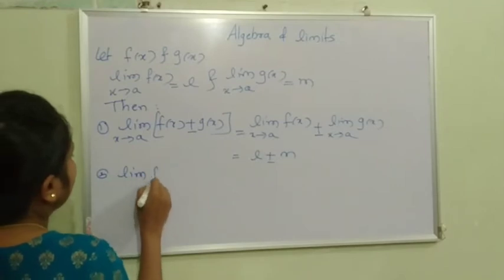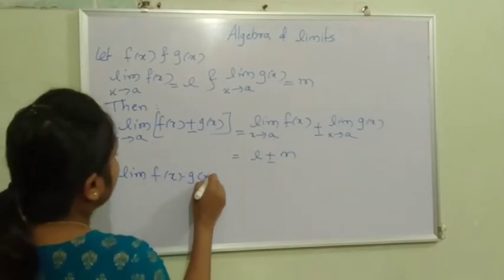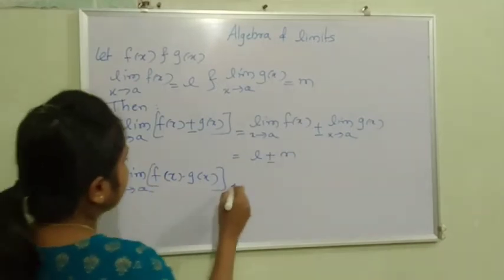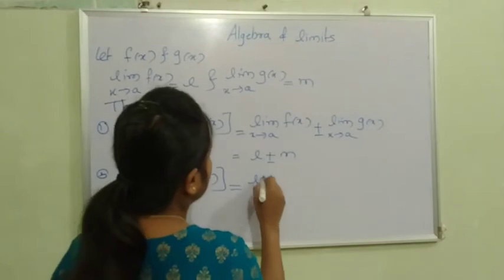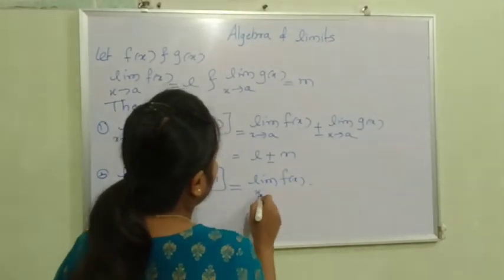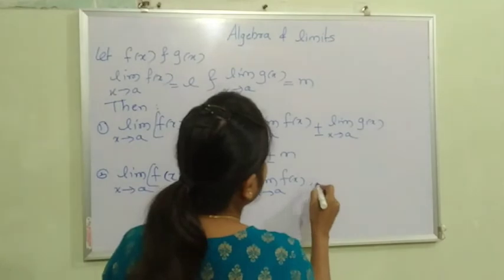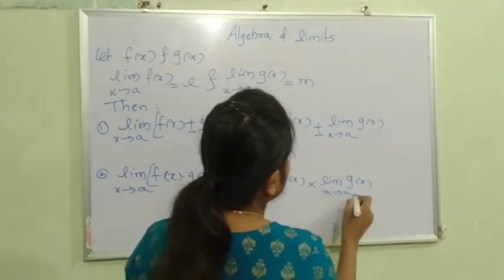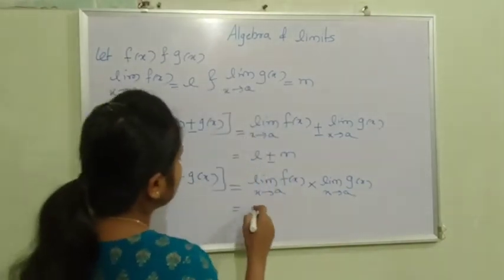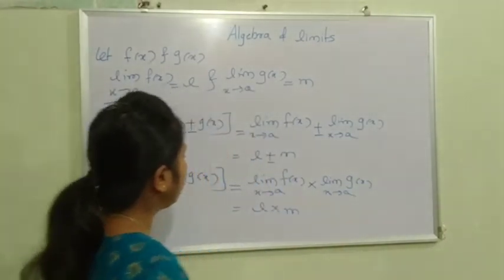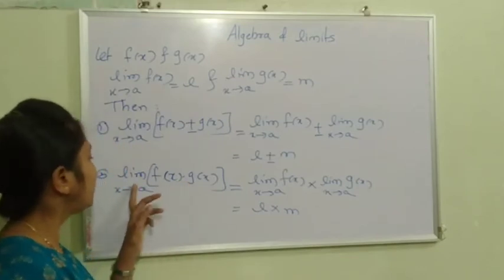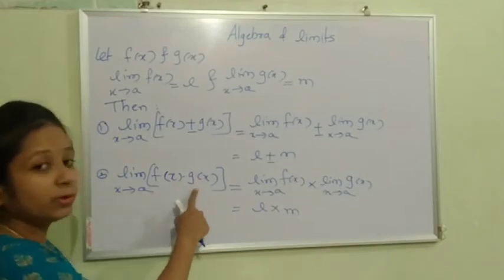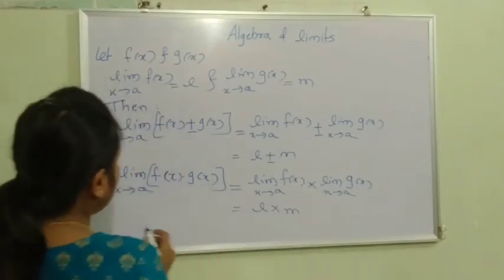Now what is the limit of the multiplication of two functions? The limit of f of x times g of x as x tends to a. Again separate the limits. We can write it as the limit of f of x as x tends to a multiplied by the limit of g of x as x tends to a, which is L multiplied by m. That is, the limit of a product of functions equals the product of their limits.